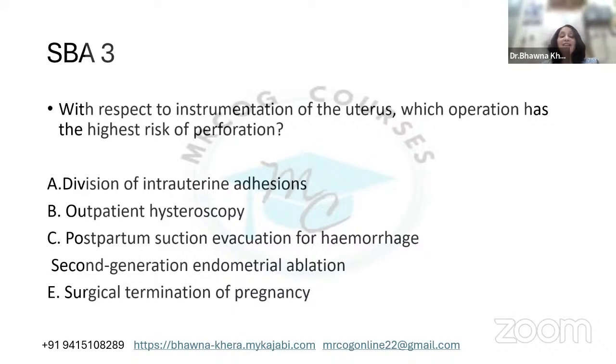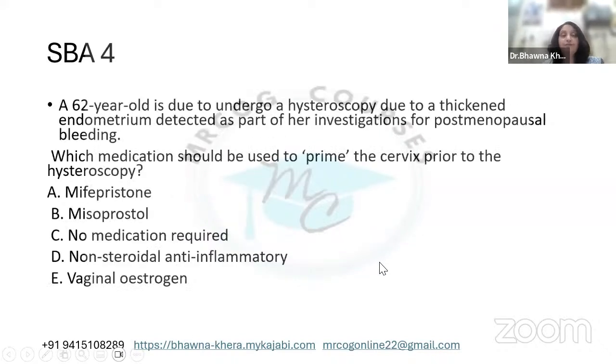Yes, you are correct. It is C. Postpartum suction evacuation for the hemorrhage. This is a very important procedure where we can have a risk of perforation because there is a postpartum uterus. It's bigger in size. It is soft. So the perforation risk is highest in this.